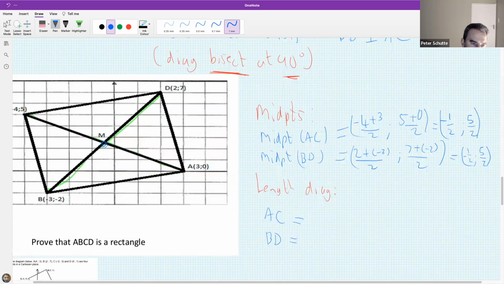This is looking good. Seems like that has to be minus a half.